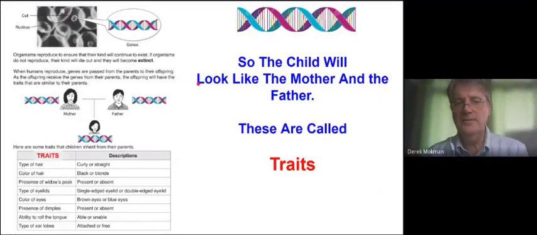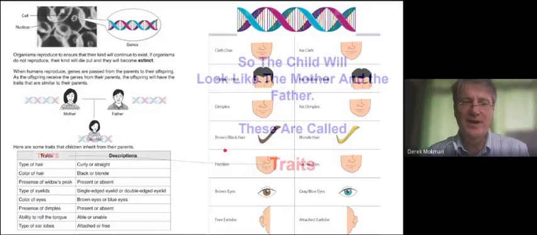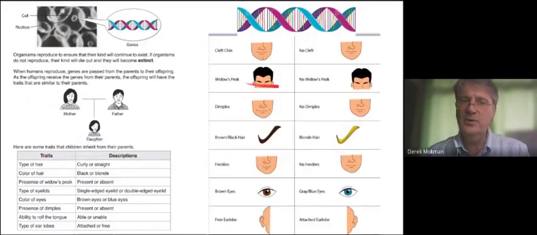Okay, so here's the traits, and here's the examples we were talking about. We talked about the chin. So if your chin is the same as one of your parents, we have something called the cleft chin or no cleft chin. Another one mentioned in the book is widow's peak.